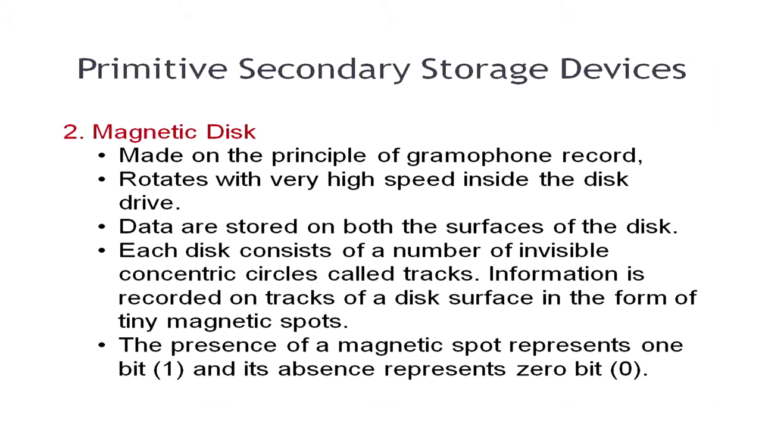Next, we have the magnetic discs. You must have seen the gramophone records. So a magnetic disc is just like a gramophone record. It rotates at very high speed inside the drive. Data is stored on both surfaces of the discs, and each disc consists of a number of invisible concentric circles called tracks, and the information is stored on these tracks. The presence of one means the data is present, absence means the data is not present. So 1 and 0 is stored accordingly. A floppy disk is similar to a magnetic disk with a case on it.